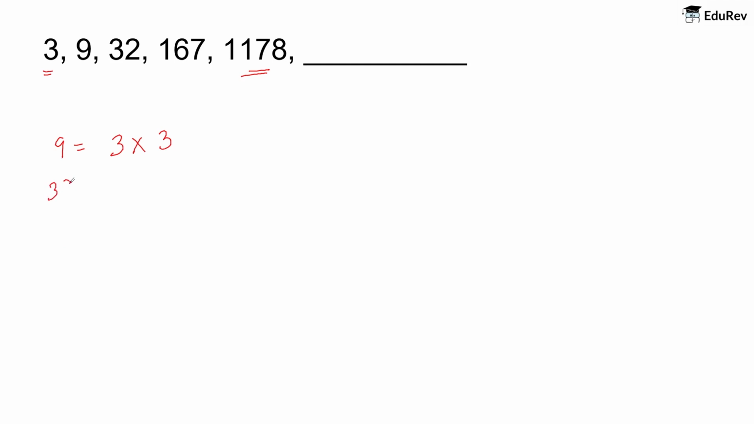Then similar way, 32 can be written as 9 into 4 minus 3. So, sorry, 9 into 4 minus 4. That is 36 minus 4. Similar way, you can write down 167 as 32 into 5 plus 7. So over here, if I write down plus 0, I can see that there's a pattern over here, 3, 4, 5. So the next number should be into 6. That is 167 into 6.